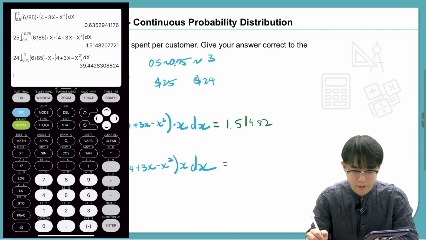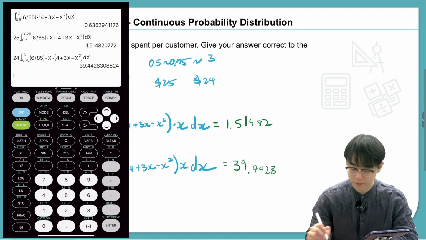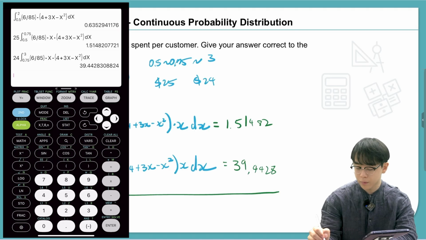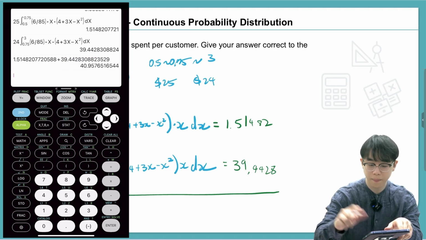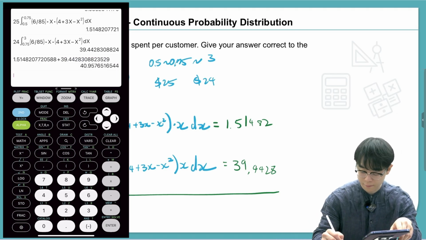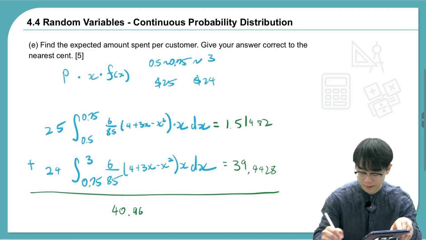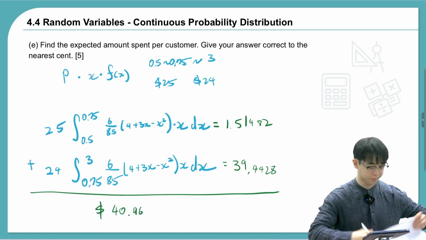So that should give us somewhere around 39. Yep. 39.4428. So if you add that all up, we should get 40.95 or somewhere around $40.96 spent per customer.